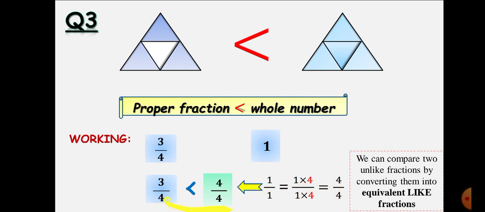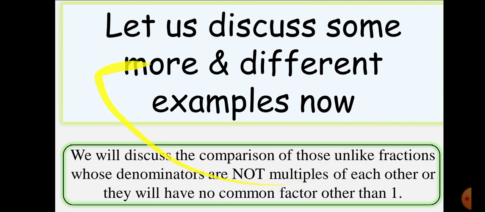Now the denominator is the same, so we have to look at the numerators. The greater the numerator, the greater the value. That means 4 is greater than 3, so 4/4 is greater in value than 3/4. So let's discuss some more and different examples now.